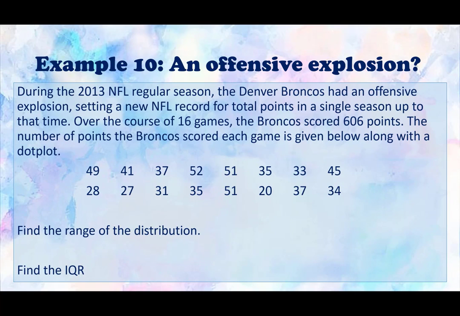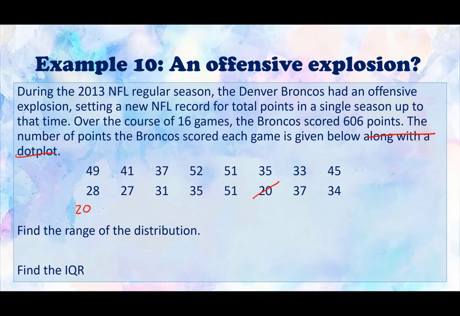The number of points the Broncos scored in each game is given below along with a dot plot. There's actually not a dot plot here. I lied, so I'm going to cross that off. So what we're going to do is find the range of a distribution. We're going to put these all in order first, and then we can find everything all at once. We're going to first look for the lowest number, which is 20, and arrange these 16 numbers in ascending order.